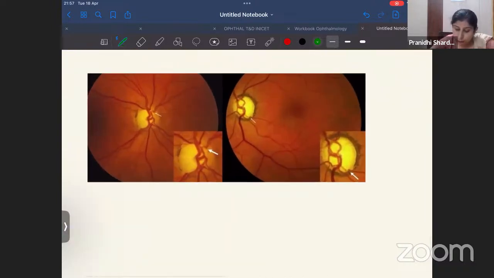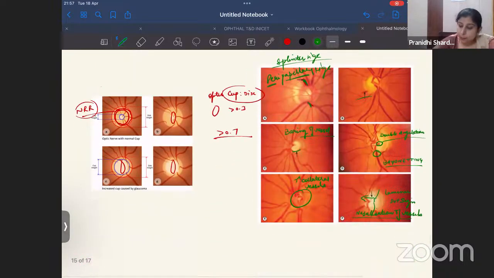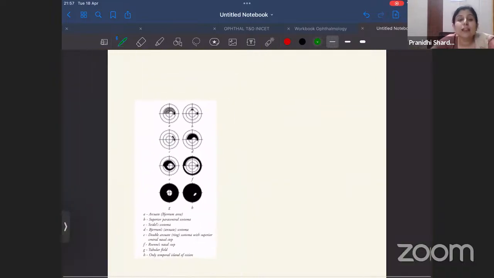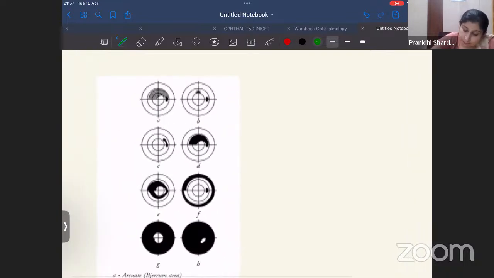This is again a diagram of the bayoneting sign, wherever there is a sharp, steep angulation of the vessels at the optic disc margin. So the answer becomes Rønne's nasal step, which is a part of the visual field defect. What are the visual field defects? The first sign is the paracentral scotoma, away from the center. Next, this paracentral scotoma joins this blind spot, the normal blind spot. This is known by the name of Seidel scotoma.